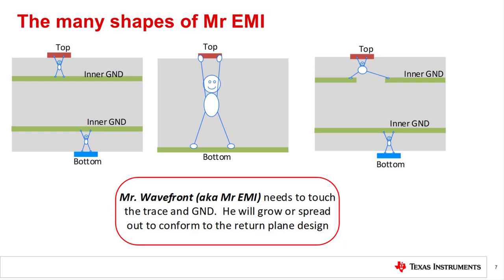Mr EMI is the wavefront between the top layer and the ground return plane. Mr EMI conforms to the size of this waveguide, so if the PCB trace is located close to a ground return plane, the size of the wavefront will be small. On the other hand, if the distance between the signal and the return plane is large, Mr EMI will grow large. Also, if there are gaps in the return path, Mr EMI will stretch to conform to the return path.